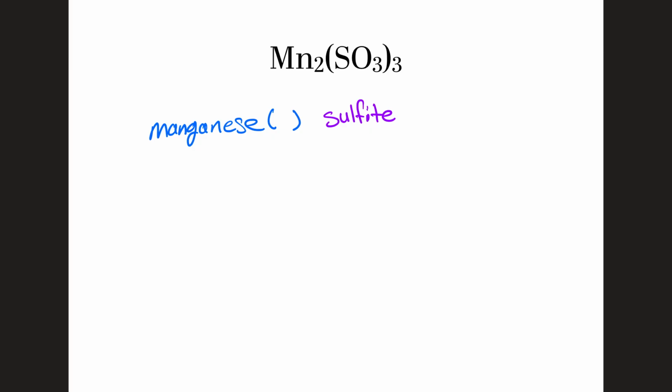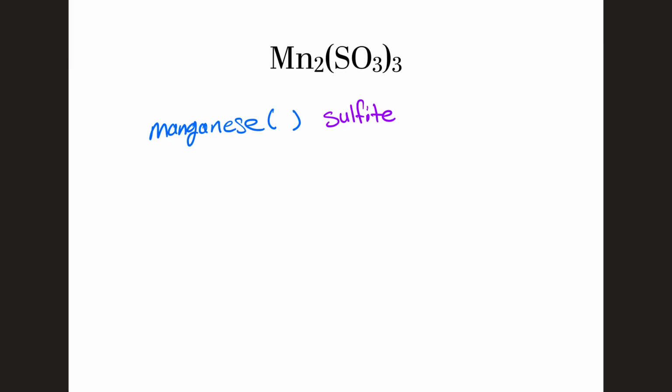Since it has a 3, it's an ite, not an 8. So now we've got to figure out the charge of sulfite, so we can then figure out the total charge based off of how many sulfites we have in order to determine our charge of manganese.